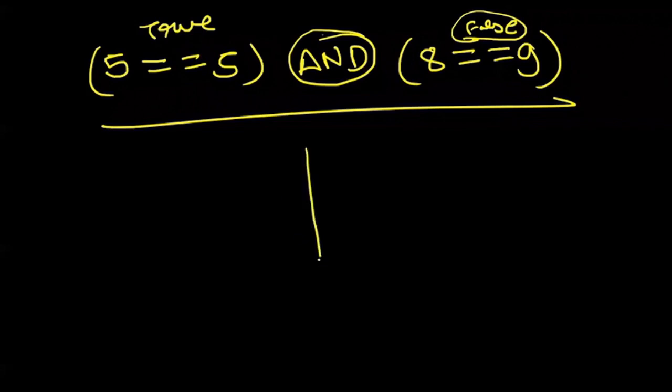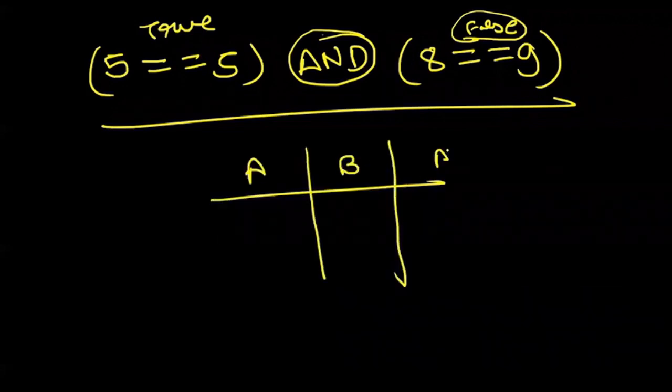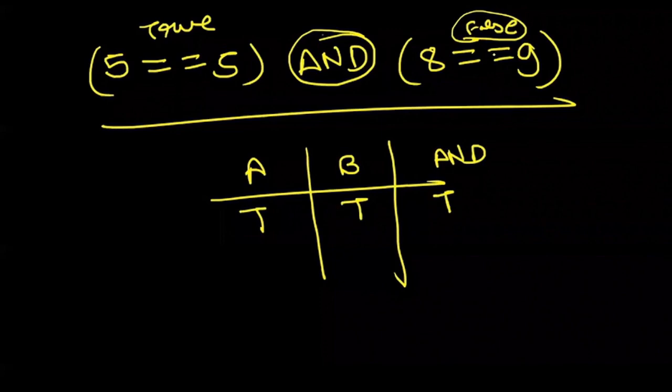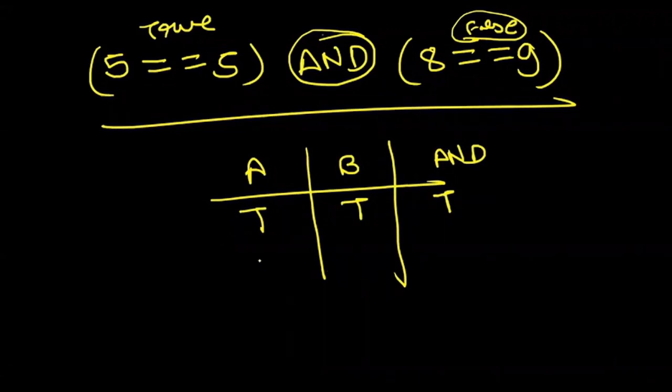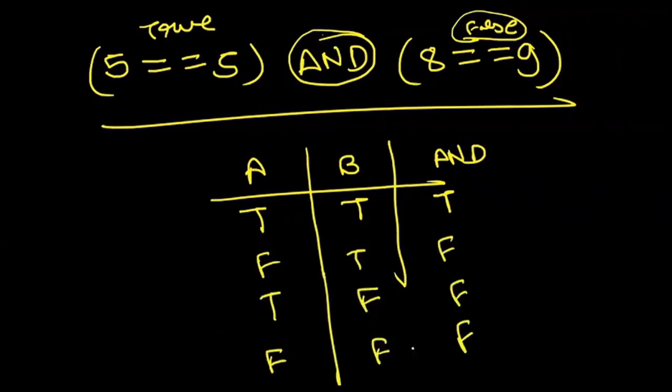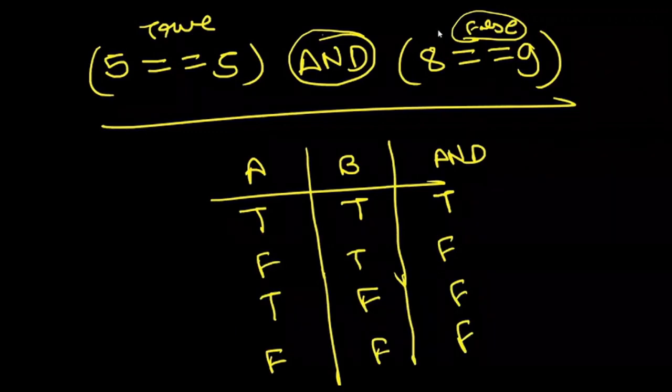So what is the truth table for logical AND? Let's say A and B are two expressions, and here is your logical AND output. If both the expressions evaluate to true, then only your logical AND will be true. Even if one of the expressions evaluates to false, the logical AND will become false. So this is the truth table for logical AND. Guys, do you understand this part, what I'm trying to say?